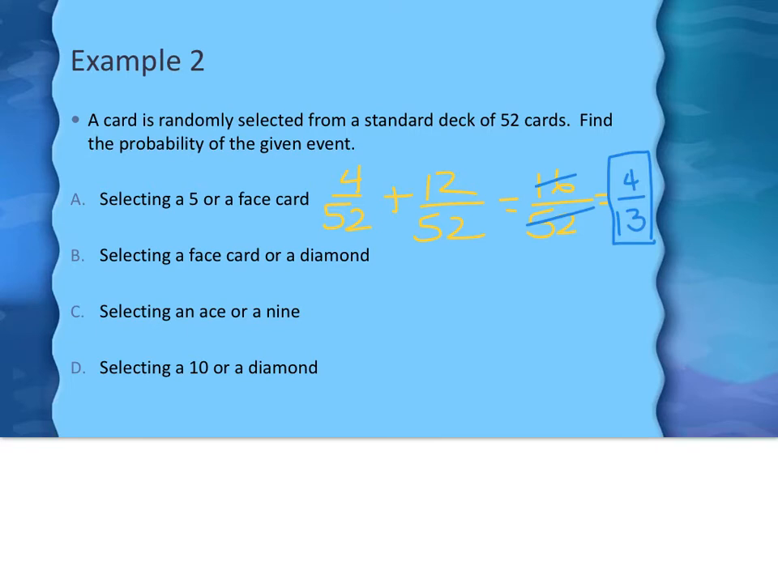B, selecting a face card or a diamond. So can it be both a face card and a diamond? Yes. Okay. So probability of it being a face card: there are 12 face cards. Probability of it being a diamond: 13. There are 13 of each kind. And the overlap. So how many are both face cards and diamonds? 3, right? There's 1 jack, 1 queen, and 1 king. So this is 25 minus 3, 22 over 52, or 11 over 26.